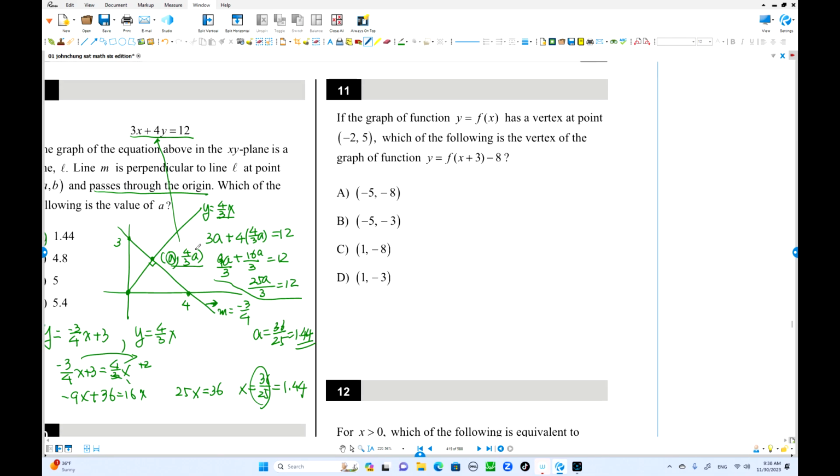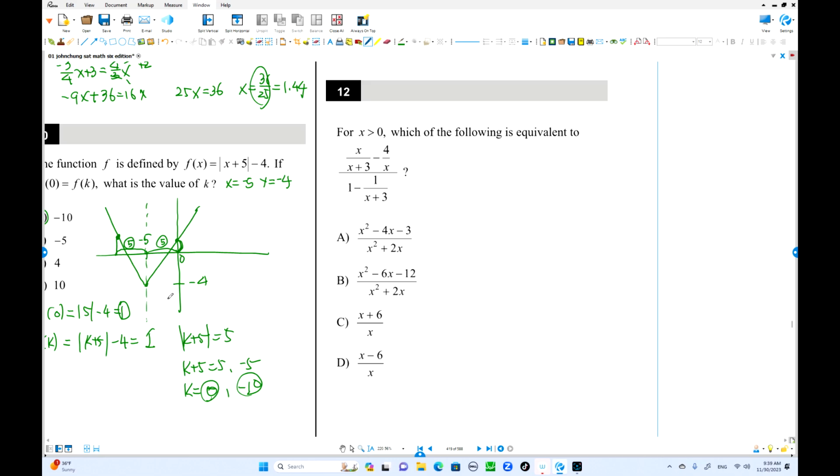This is 11. We have a vertex at this point. But there's a translation. X plus 3 is what? 3 units left. 8 units down. That is the translation. The point is negative 2 and 5. The 3 units left is a minus 3 and 8 units down is a minus 8. So the new vertex is what? Negative 5 and negative 3 is the answer, okay?